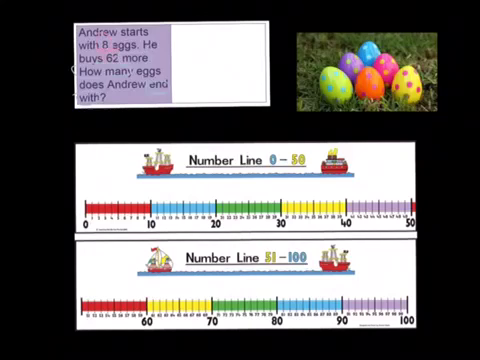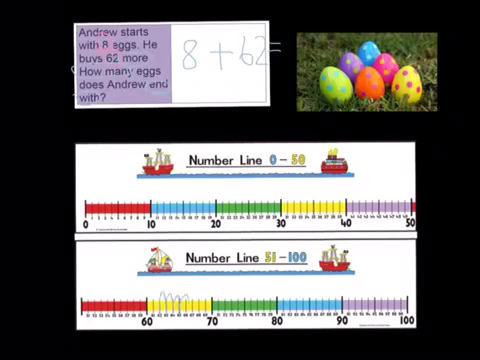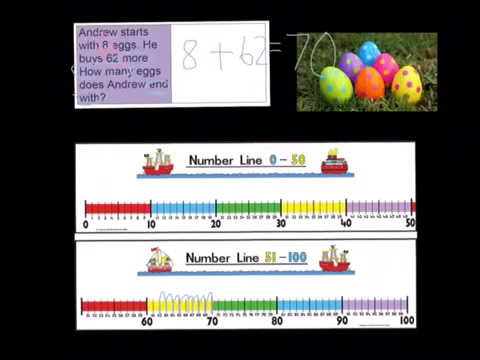Okay, let's have a look at what number sentence you wrote. So we know it's adding, so you should have had the plus symbol. He started with 8 and then he bought 62 more. So you should have 8 plus 62 equals, what did you get? Using the number line, let's start on 62. Here's 62 here and count on 8. 1, 2, 3, 4, 5, 6, 7, 8. You should have got 70. How did you go? Well done.